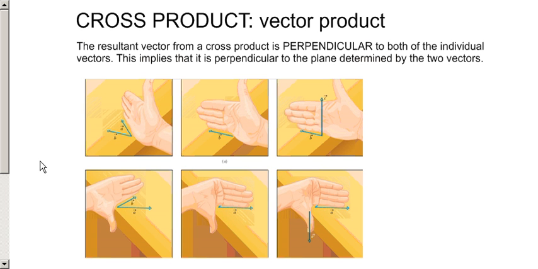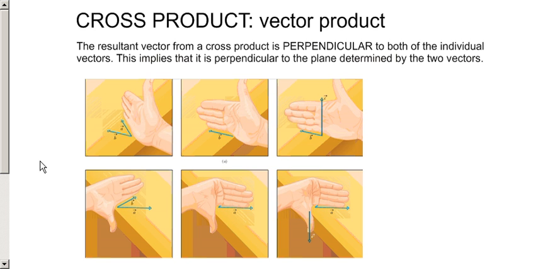Okay, so now we're going to be looking at the cross product. The cross product will be really important when we start looking at torque. Then we'll be using the cross product quite a bit. But just like with the dot product, this is just an introduction.